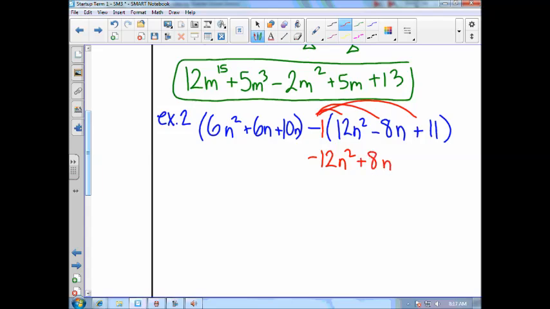Good, positive 8n. So it just changes the sign. So -1 times 11 makes that -11. It only affects the second polynomial. So the first polynomial, we're going to write down again. Okay, Nathan, what do we do now? Okay, combine like terms. Where do we have like terms?